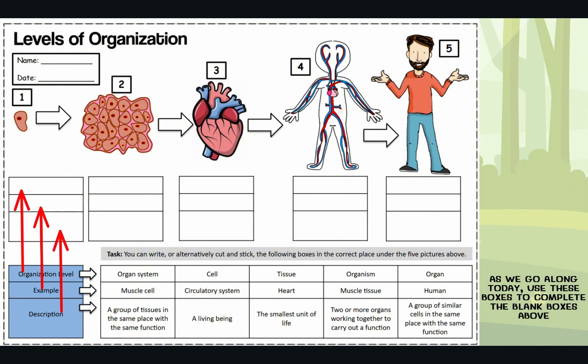Make sure you're on this page right now, and notice it says cut out. If you have my note sheet, please don't cut it because there's notes on the back. This level of organization will go up here. Examples here, description here. If you go across, these are the levels of organization. These are the examples. And here are your descriptions. So we'll take one of each of these and move up here for each one.